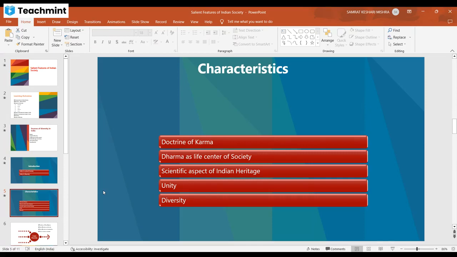Then what about diversity in the Indian context? You cannot think about India without thinking about diversity. The continental dimension of the country accounts for the amazing variation and diversities. It shows in the vastness of the land, the geography, the ecological condition.